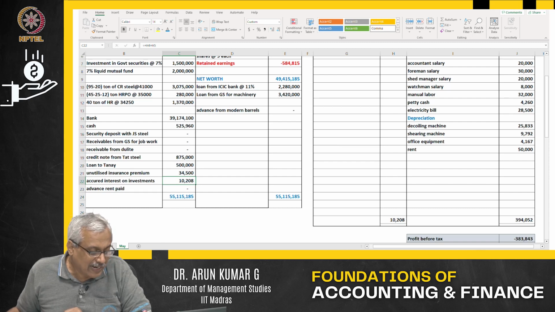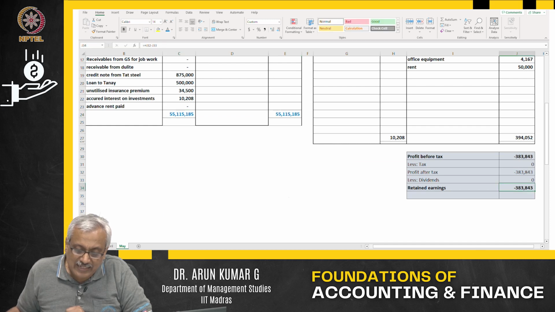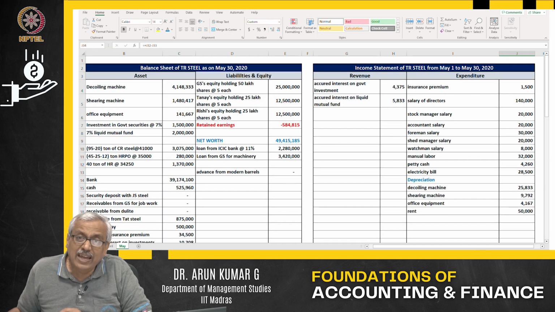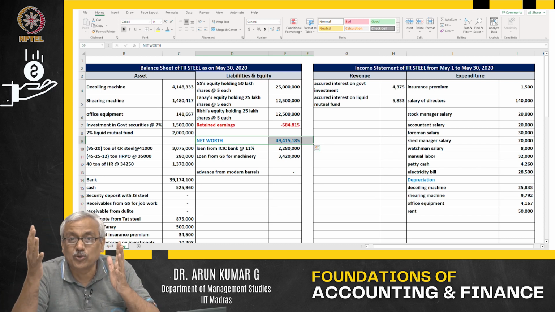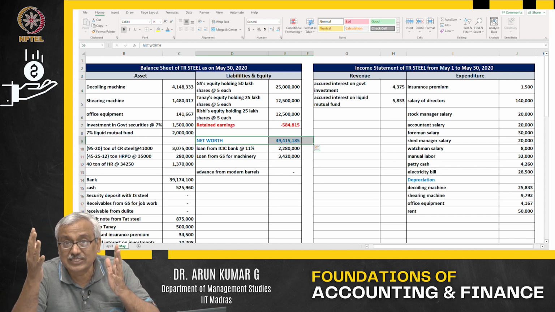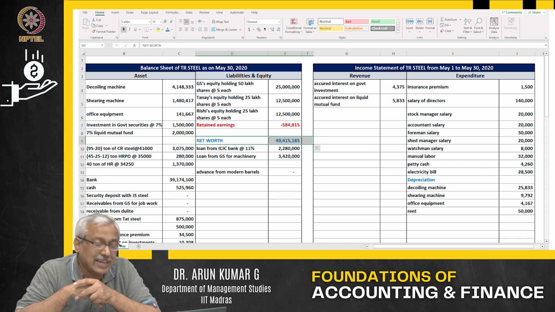So, at the end of May, my balance sheet is beautifully like this. I made a loss of 383,000 only for the month of May. Now, my total loss is 584,000. So, what happens? My net worth is only so much. My net worth was 5 crores when I started on 1st of April. On 30th of May, my net worth has come to 4.9 crores out there.